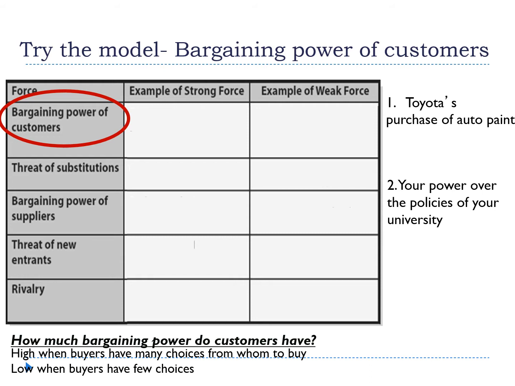First, Toyota's purchase of auto paint. Toyota is a large and well-established company, and there are a lot of auto paint companies in the market. Thus, Toyota's bargaining power will be high because they have many choices to choose their auto paint suppliers.